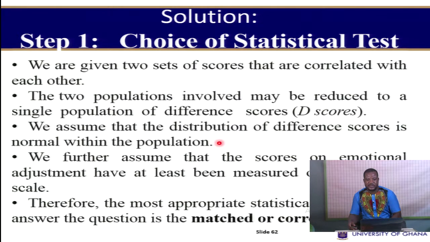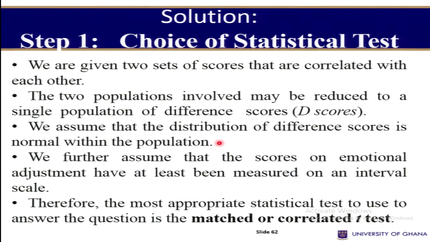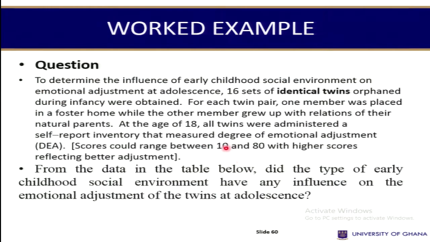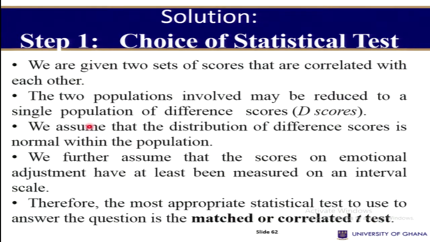And then we can further assume that the scores on emotional adjustment have at least been measured on an interval scale. Here we are given that the scores range between 10 to 80, so we can assume that it is on an interval scale. So with these conditions identified, the most appropriate statistical test to use to answer the research question is the matched or correlated t-test. So clearly you can see what we have done in step 1. We have identified the key features which form the basis for which we are selecting the specific test to use.